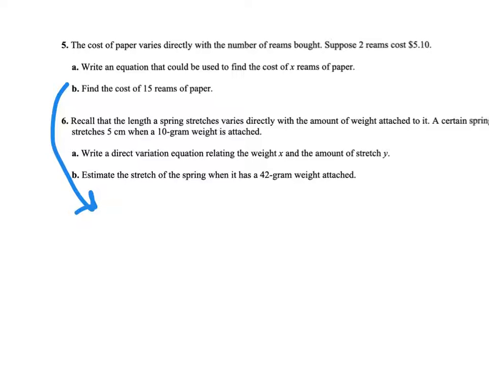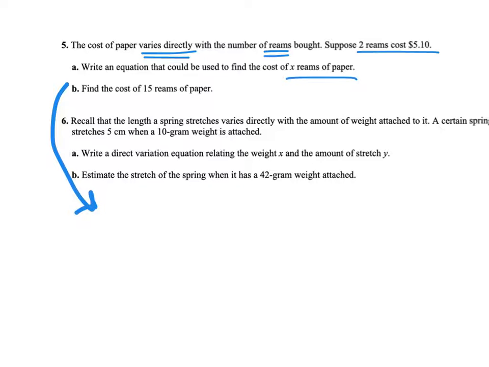So it says the cost of paper varies directly. So that means there's a proportional relationship with the number of reams bought. So a ream is just a package of paper, one package of paper. So the cost of paper varies on how many packages you buy. Suppose 2 reams or 2 packages cost $5.10. It says write an equation that could be used to find the cost of X reams of paper.